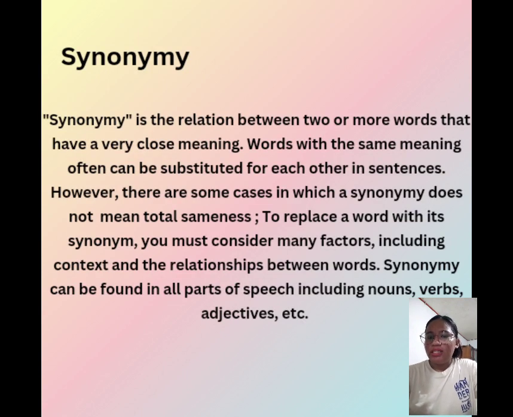Synonymy. Synonymy is the relation between two or more words that have a very close meaning. Words with the same meaning often can be substituted for each other in sentences. However, there are cases in which a synonym of a word would be odd and cannot be used in a sentence. Note that synonymy does not mean total sameness. To replace a word with its synonym, you must consider many factors including context and relationships between words. Synonymy can be found in all parts of speech including nouns, verbs, adjectives, adverbs, and so on.